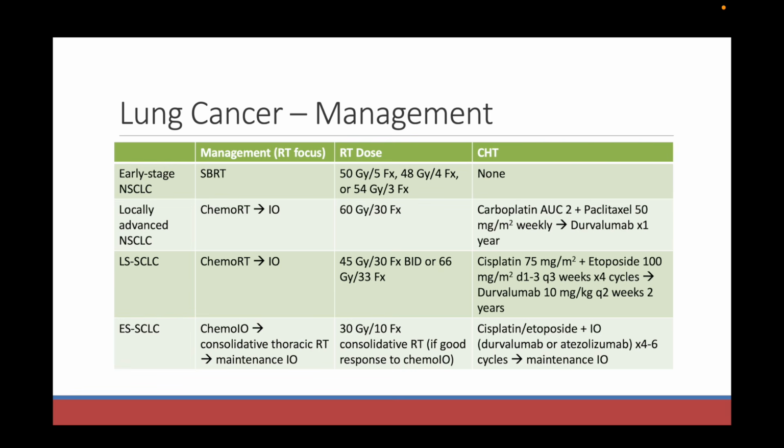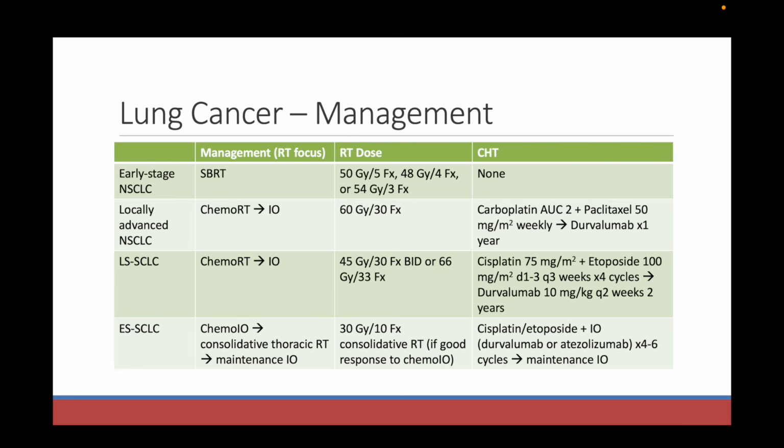And that is based on the Pacific trial for non-small cell and the Adriatic trial for small cell. So for both, they're going to get chemoradiation followed by durvalumab, 1 year for non-small cell, 2 years for small cell for the durvalumab. And then extensive stage small cell lung cancer, these are managed upfront with chemotherapy and immunotherapy.